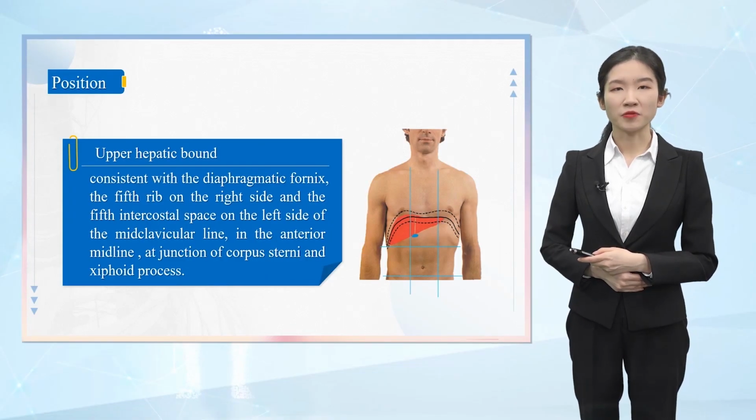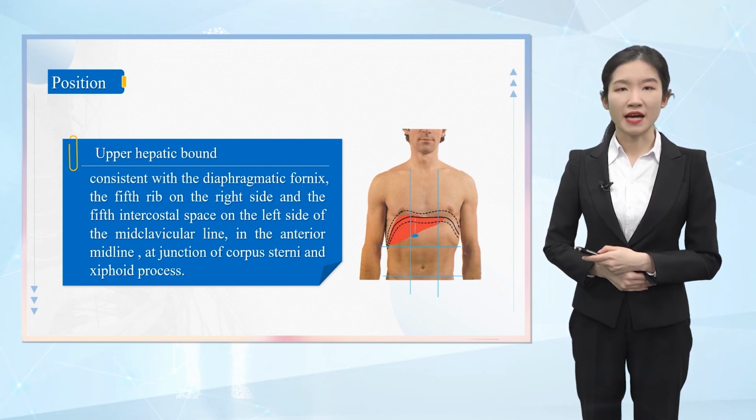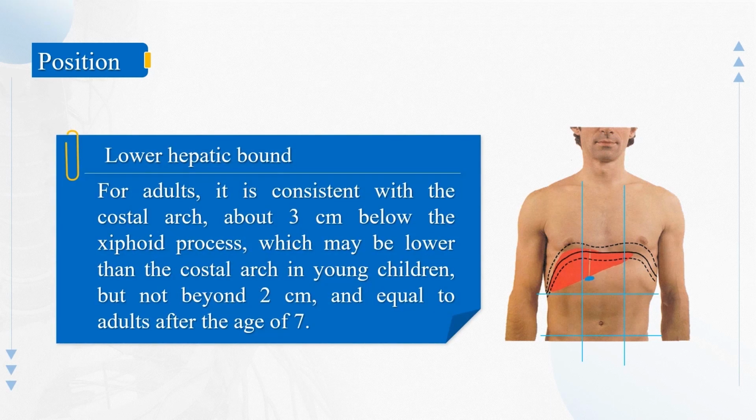Upper hepatic band is consistent with the diaphragmatic fornix, the fifth rib on the right side and the fifth intercostal space on the left side of the midclavicular line in the anterior midline, at the junction of corpus sterni and xiphoid process. Lower hepatic band.